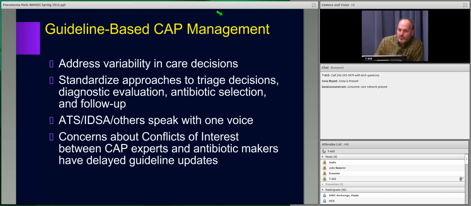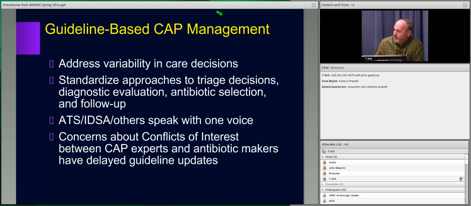All right, so why guideline-based pneumonia management? Really to address variability that was being seen in care decisions for pneumonia patients, standardize approaches to triage decisions and diagnostic evaluation, antibiotic selection and follow-up. Eventually to get the ATS, American Thoracic Society, the IDSA, and others to speak with one voice.